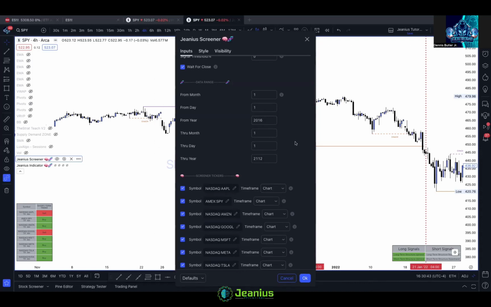For right now, I'm on the higher time frame, so I can scale up a little bit more. I don't really have to be in 2016. I can actually be in 2020. I'll go 2019 because I want the full structure.